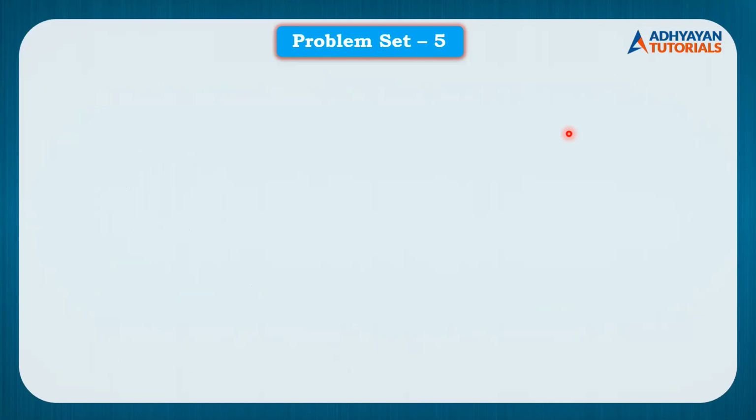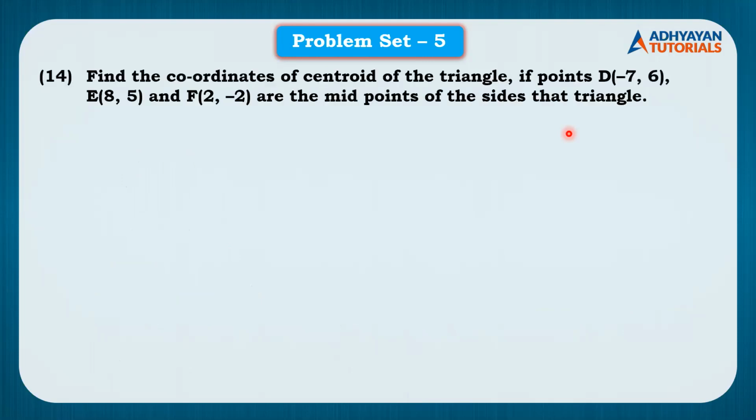So students, now a new sum, problem set 5, sum number 14. Find the coordinates of the centroid of a triangle if points D (-7, 6), E (8, 5) and F (2, -2) are the midpoints of the sides of the triangle. So students, I'm just giving you 5 to 10 seconds for you all to think how this sum is.